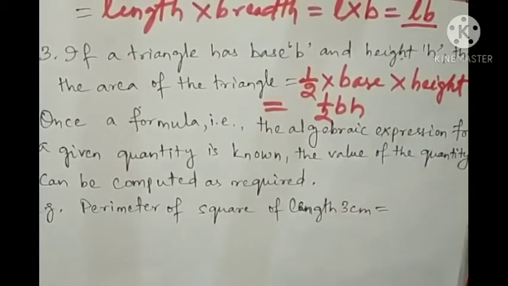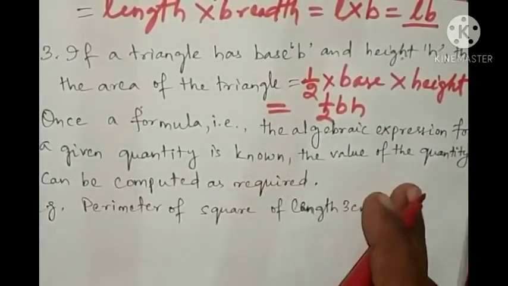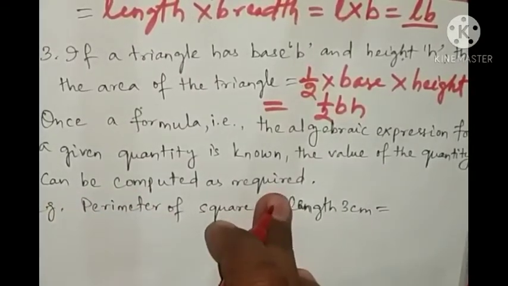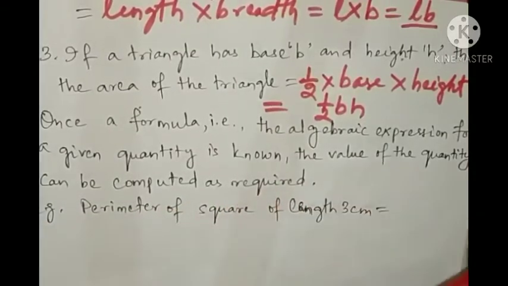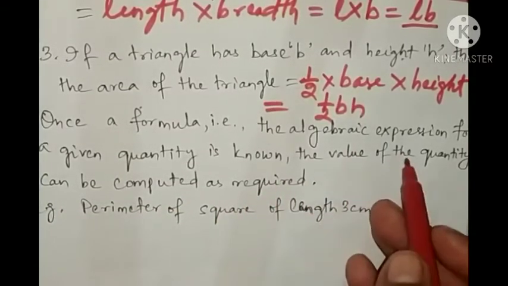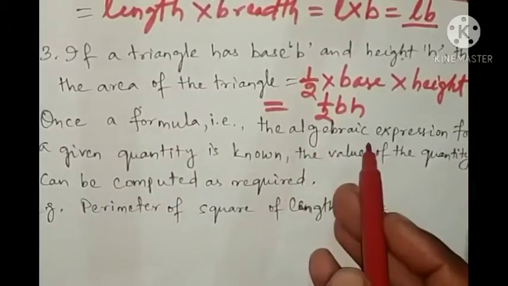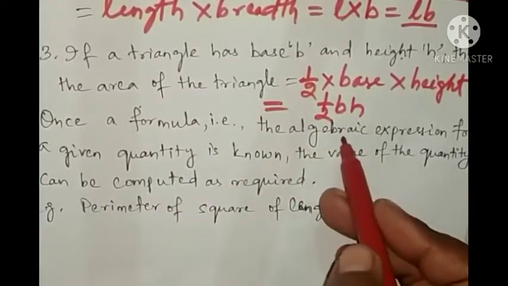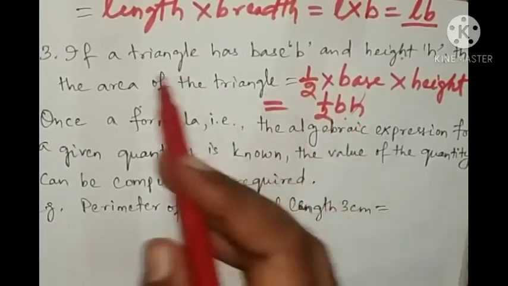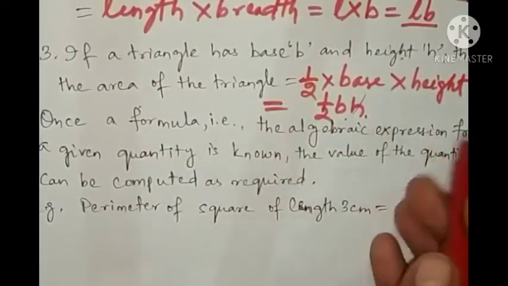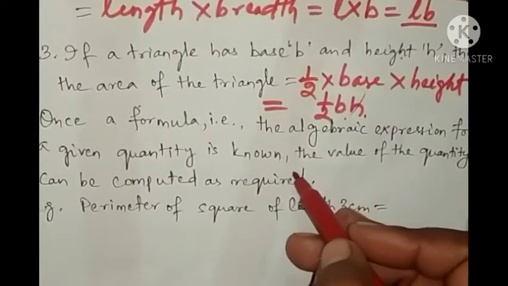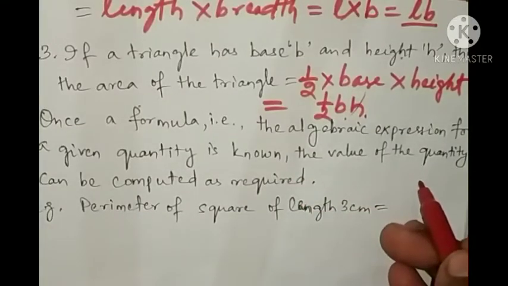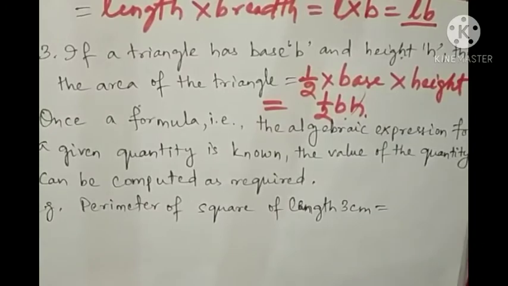So once a formula, that is the algebraic expression for a given quantity, is known, the value of the quantity can be computed as required. Once we know the algebraic expressions, what are they? Formulas. So these are formulas: for a triangle, area is half BH; for a rectangle, area is LB; and for a square, area is L square. Like this we can find out the value of a quantity. So let's find out.